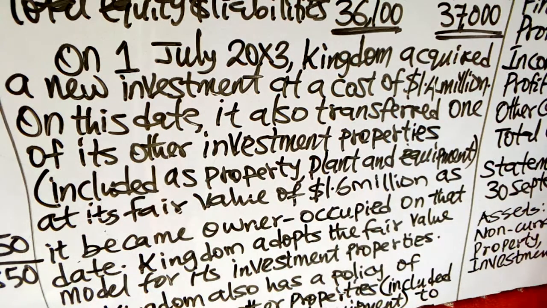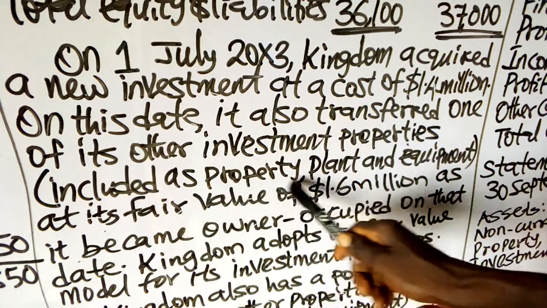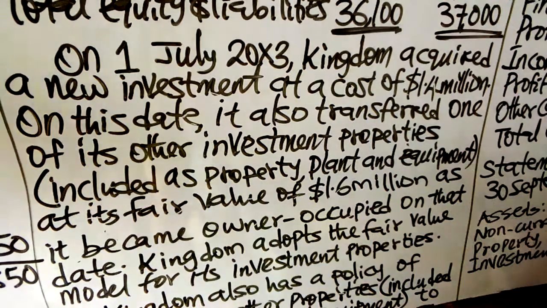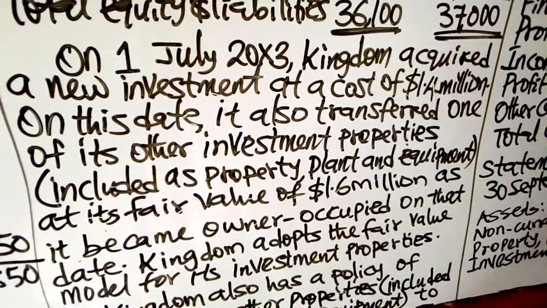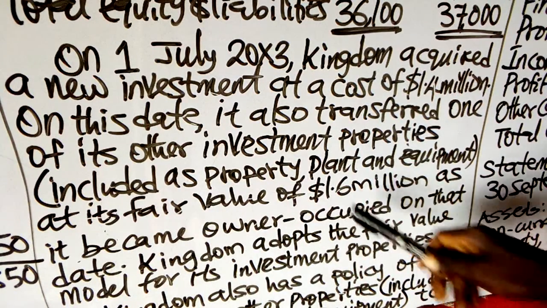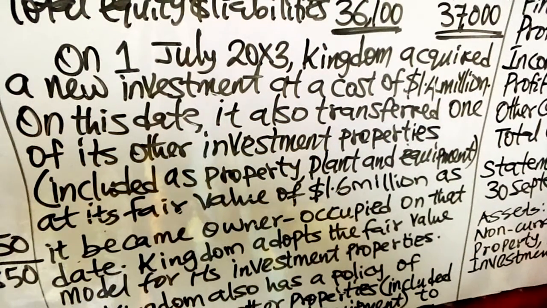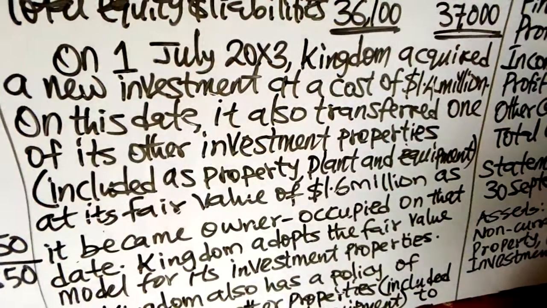On this date, it also transferred one of its other investment properties, included as property, plant and equipment, at its fair value of 1.6 million. You want to transfer this 1.6 million to property, plant and equipment. So when you transfer it to PPE, the PPE will increase.